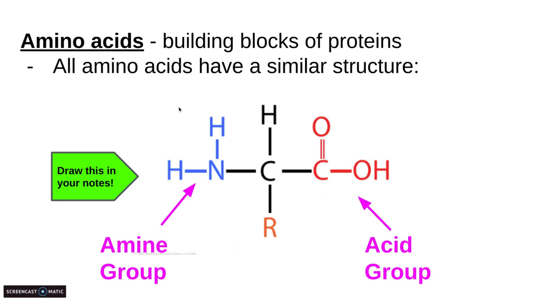So go ahead and label these on your drawing. If you would like to circle the N and the 2 H's, and circle the C, O, and the OH, that is your acid group. You'll also notice there's this R down here.